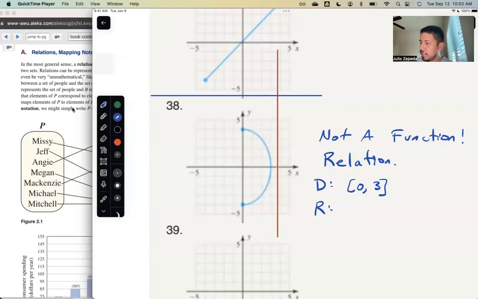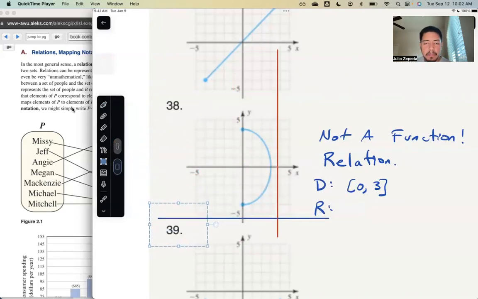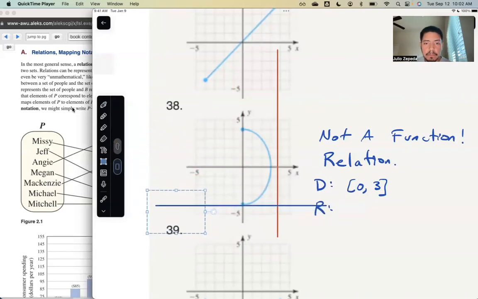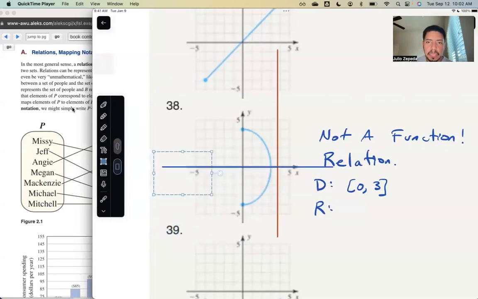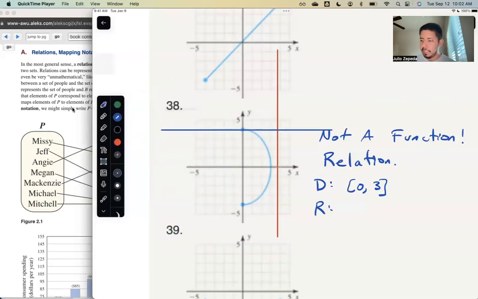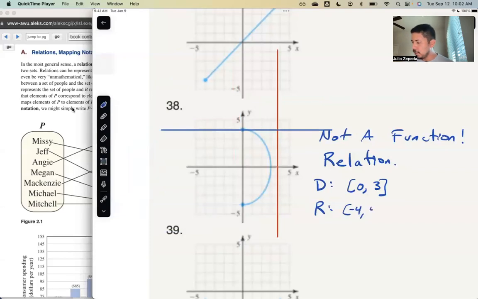What's the range? The range from bottom to top is, let's see, the function is right there. This vertical line is now crossing here at -4, and it continues to cross until we get to +4. So the range is [-4, 4].